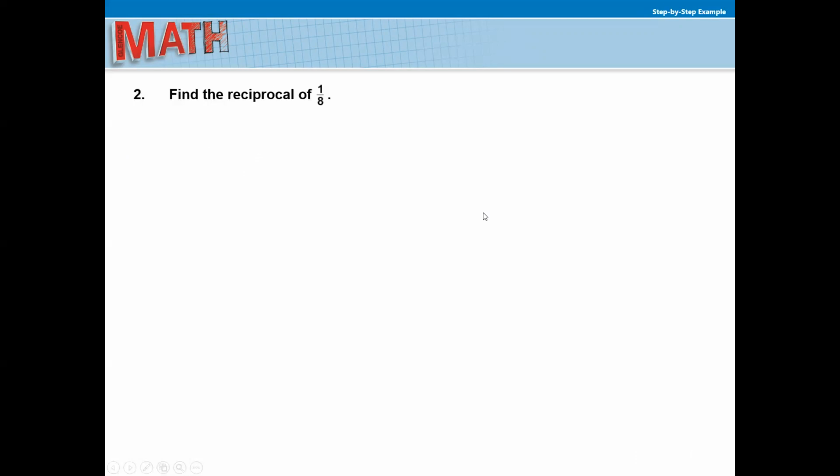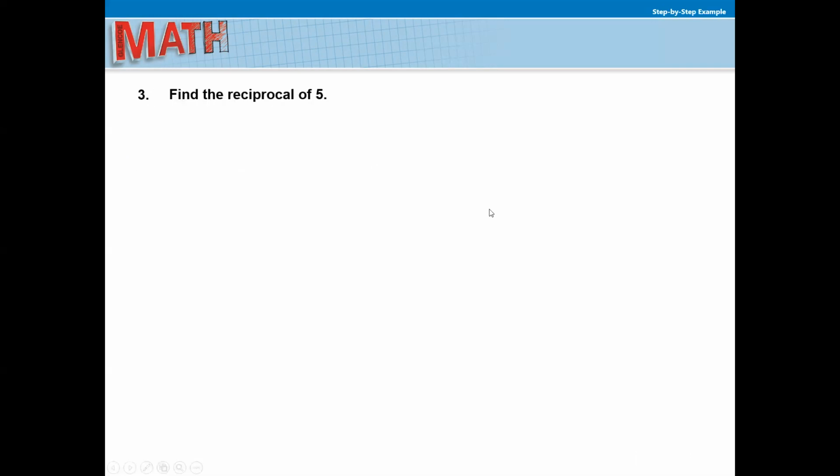Number 2, find the reciprocal of 1/8. Since 1/8 times 8/1 equals 8/8, which is 1, the reciprocal of 1/8 is 8/1, or 8. Here's another example. Find the reciprocal of 1/4. Pause while you show your work. Do it in the notebook. Press play when you're ready to go on.